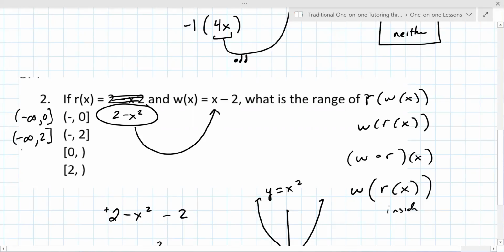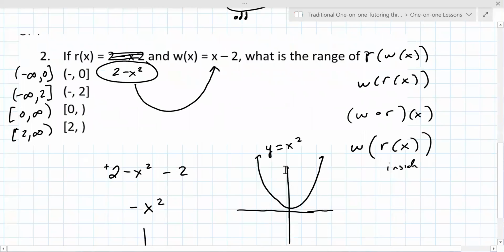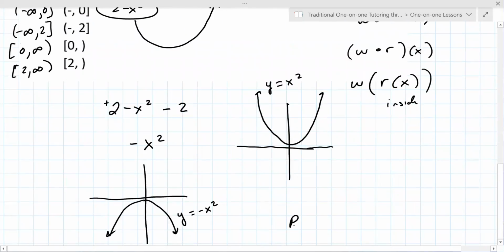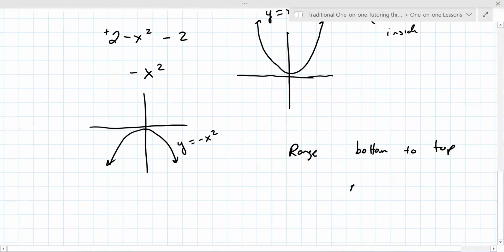So the next one here is probably 0 to infinity. And then 2 to infinity. Okay, so when we go down and look at our graph, the range in words is bottom to top, or if you prefer, min to max.